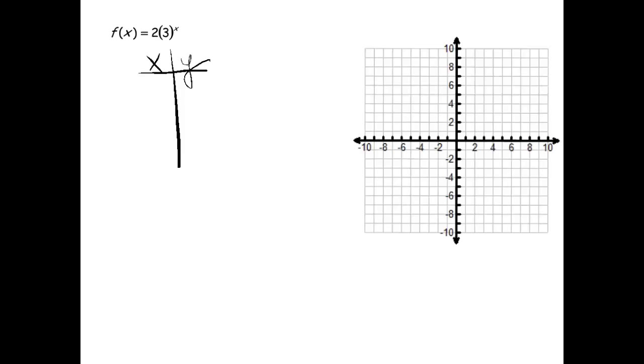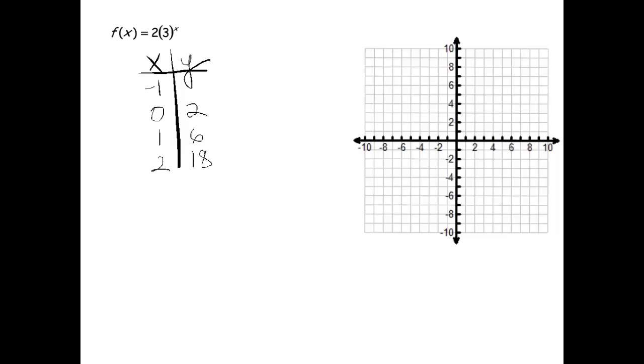And I'll do the usual, like 0, 1, 2. I am going to throw a negative value in there, just to show you what happens. So I'll start with 0, it's a little easier. So 3 to the 0 is 1, times 2 is 2. 1 would get us 3 times 2 is 6. 2 would get us 9, times 2 is 18.